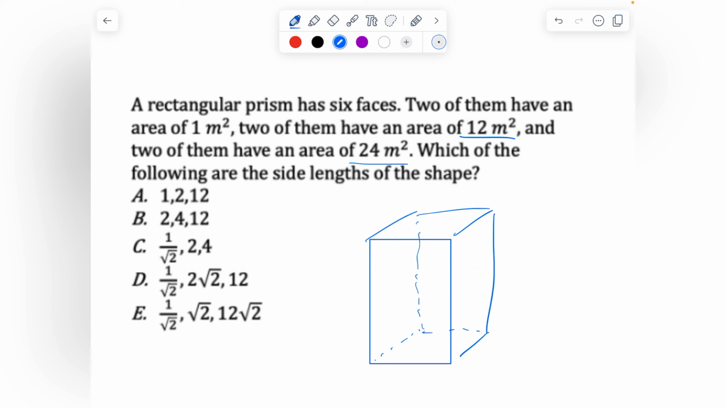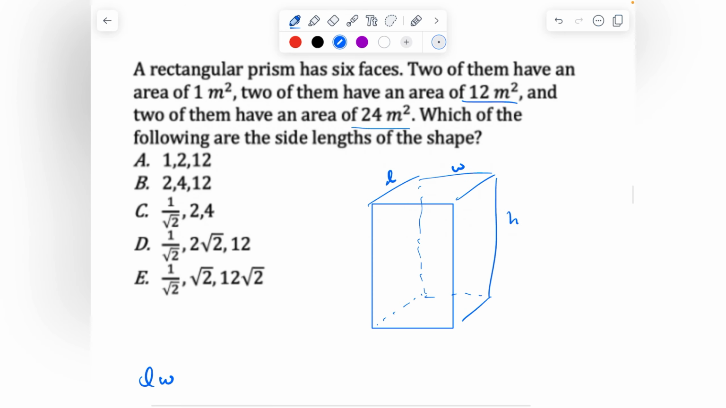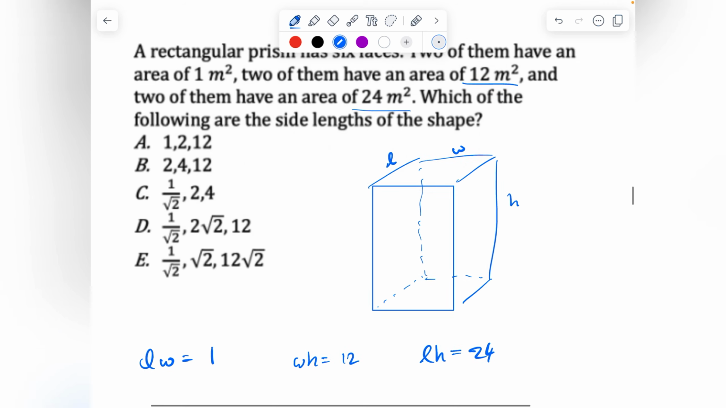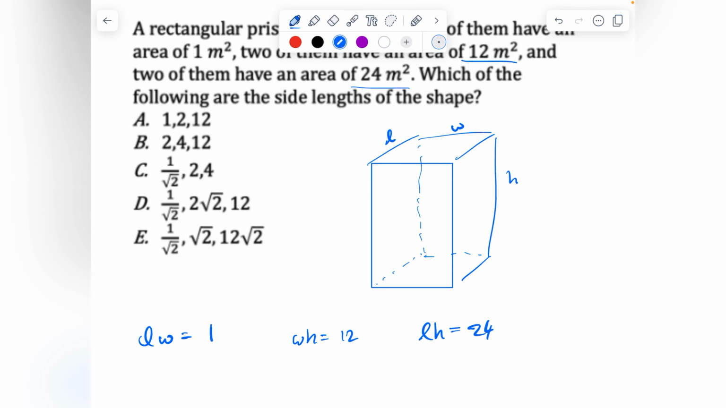Okay. So let's just label side length. So length, width, height. So let's just say length times width is equal to 1 meter squared, right? Let's just assign them. It doesn't matter how they're assigned. Let's just say width times height is equal to 12, and length times height is equal to 24, okay? So I have a system of 3 equations and 3 unknowns. What I'm going to just do is start plugging things in. So let's put everything in terms of W.